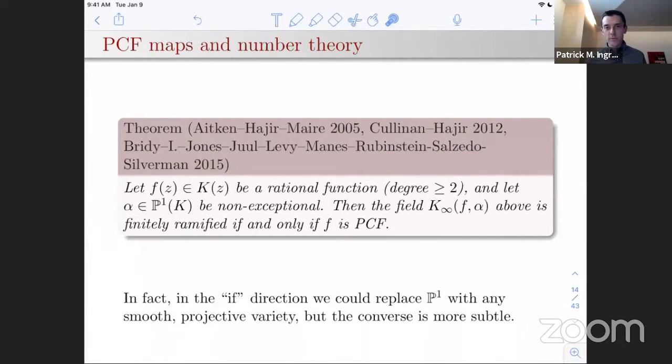Are there any questions at this point before I continue? It's looking great, Patrick. Okay, thanks.